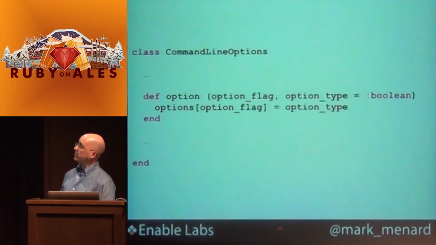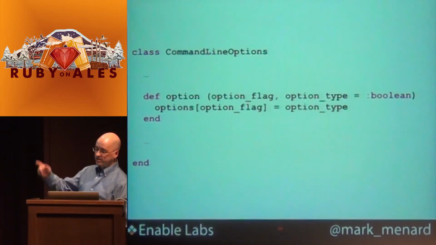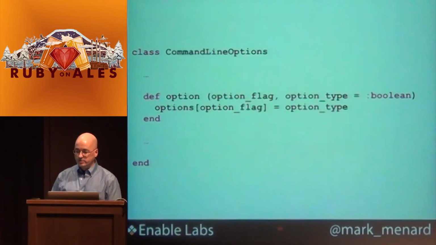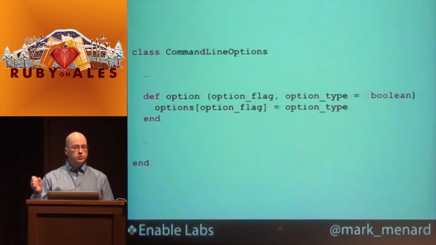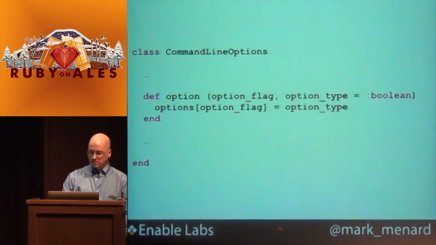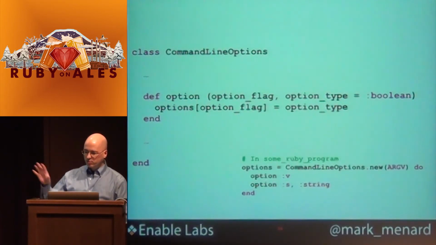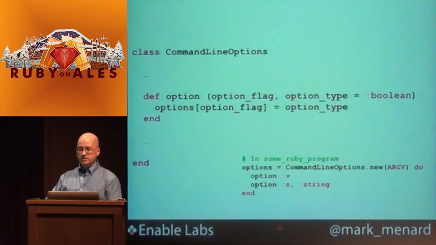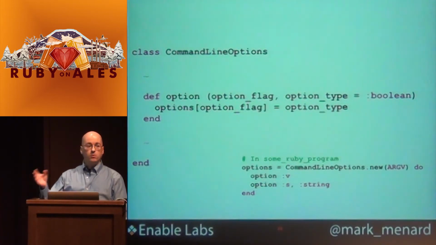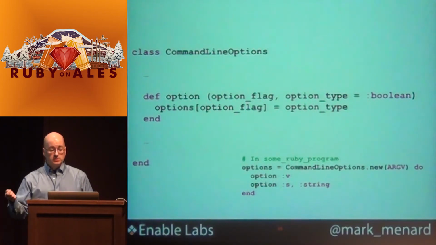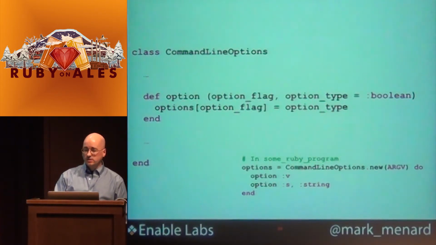This method is actually the whole implementation of the DSL. We store the options in the hash that we created in the initializer, keyed on the option flag, and we just store the type, Boolean or string, as symbols. And again, just so you can remember, that's the DSL. It's pretty simple. The keys of the hash are the options that can be passed on the command line that we'll look for, and the type is the value. Or excuse me, the value is the type, either string or Boolean. And that's enough to go in and get the stuff out of the argv.